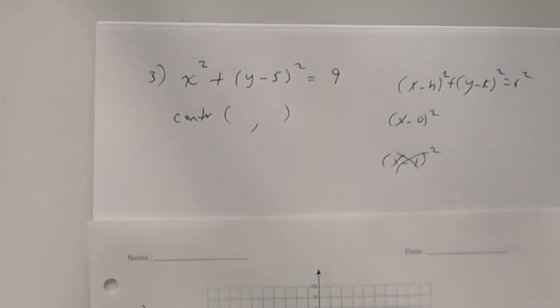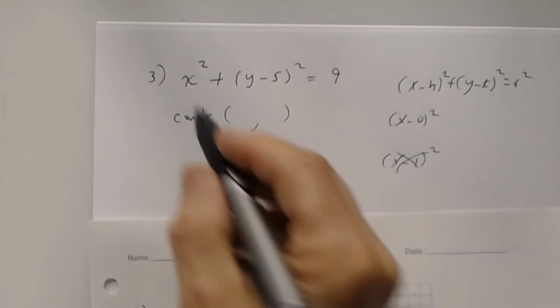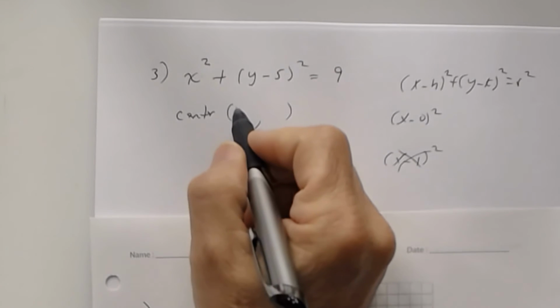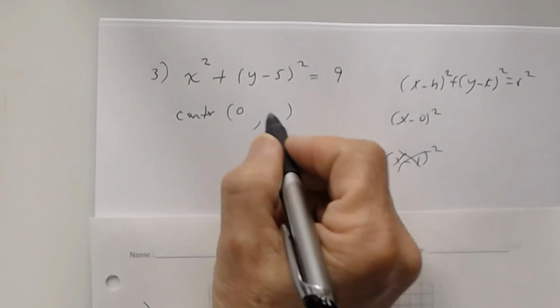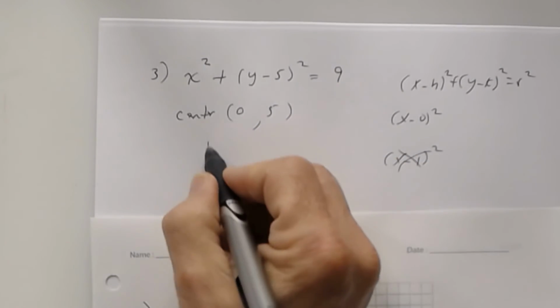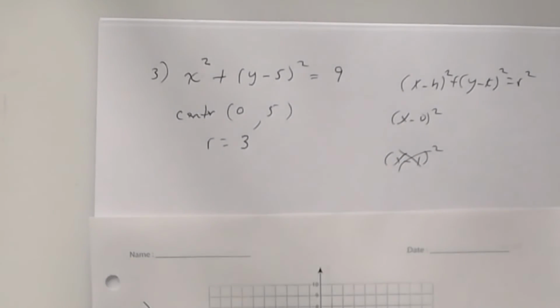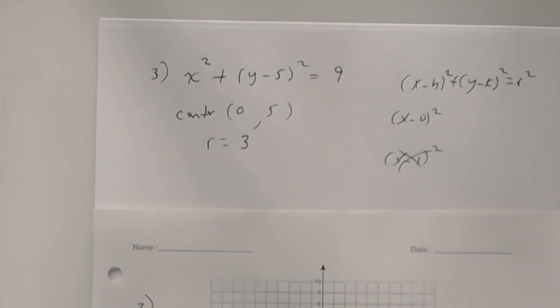So y'all agree now that x squared is the same thing as x minus 0 squared. Just like x is the same thing as saying x minus 0, because x minus 0 is x. So x squared is the same thing as saying x minus 0 squared. So therefore, what's your center? What's h? 0. What's k? 5, very good. Not negative 5, but 5. And what's the radius? 3.